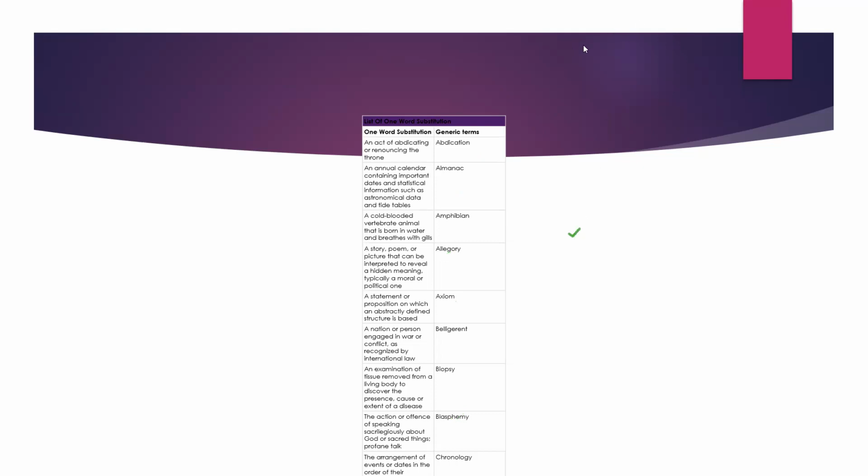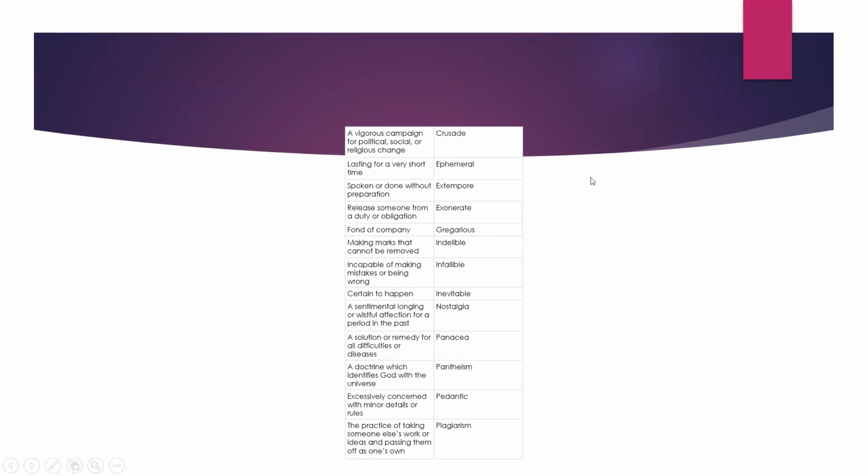Now in the next one, crusade is important, extempore is important, panacea is important, pantheism, plagiarism, all these are important.